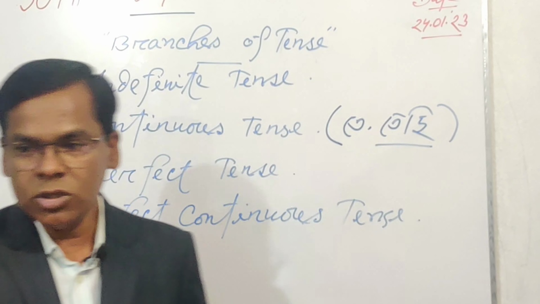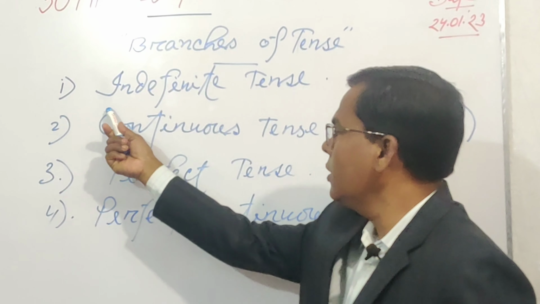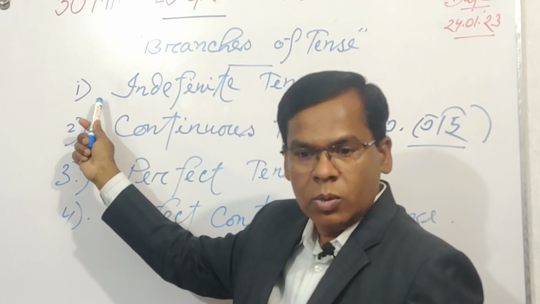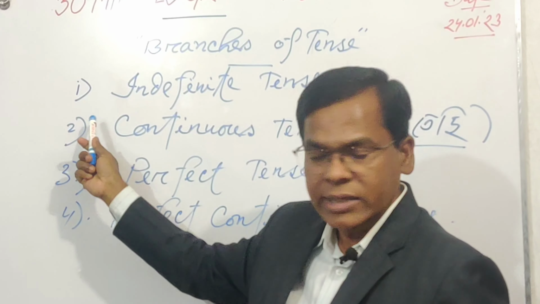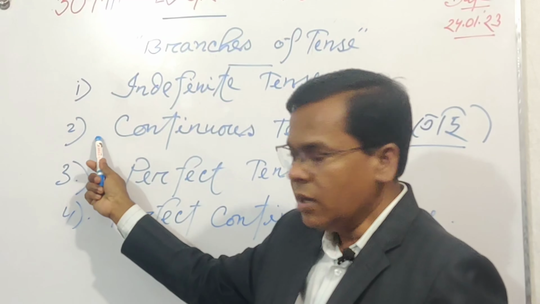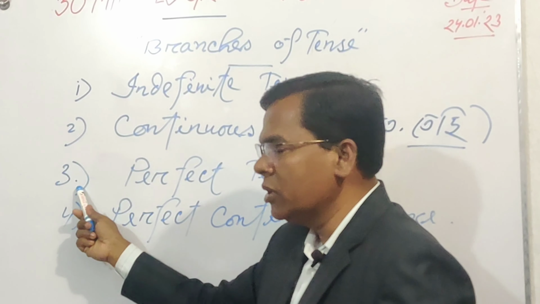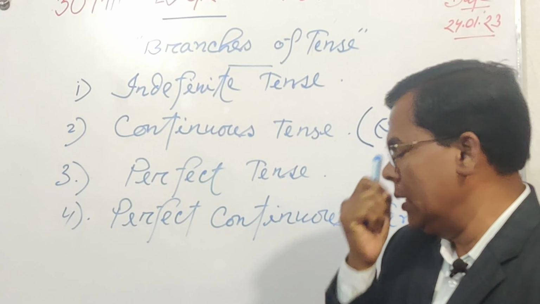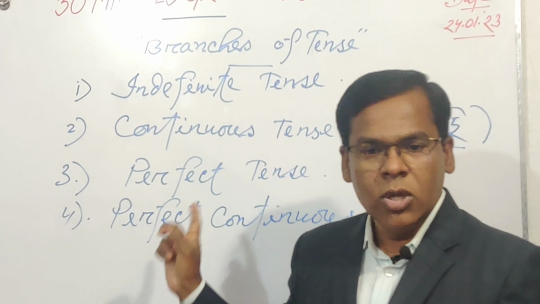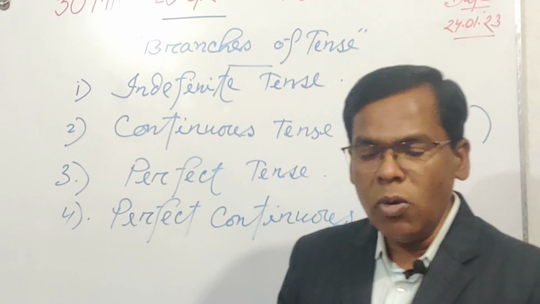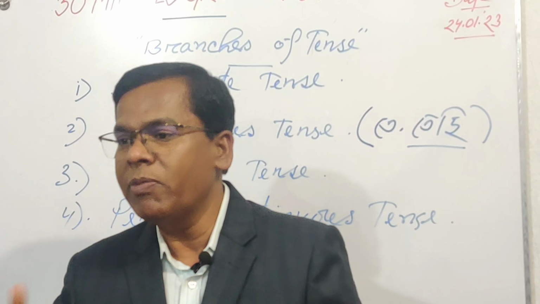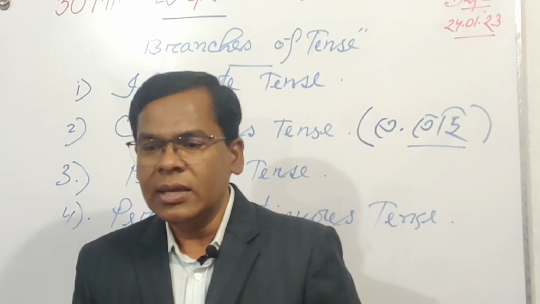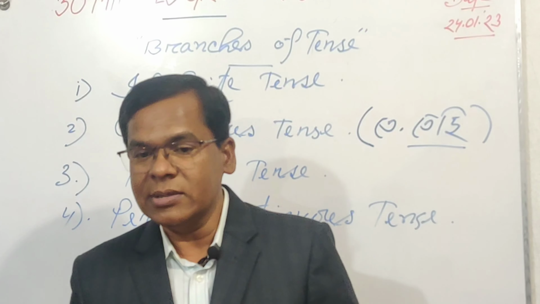Now, let's go to the second item. Here, second, that is third, because we are leaving the first one. I started from only the second, and now I am going to number 3. In number 3, the name of the tense is perfect tense. Actually, this is the branch of tenses, okay? So it is perfect tense. Now we are learning about perfect tense and how we will be able to recognize a tense as perfect tense.